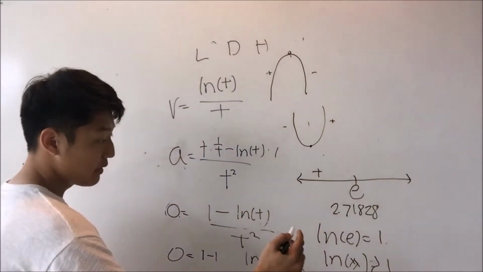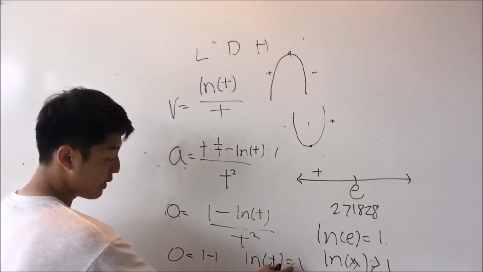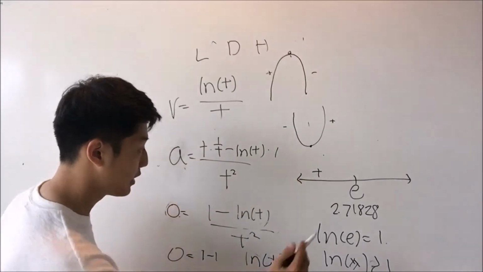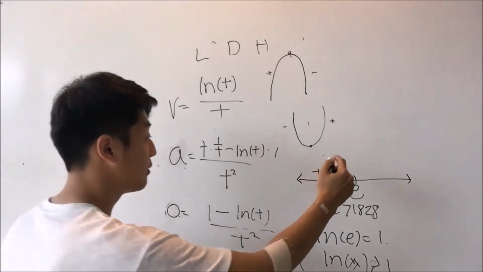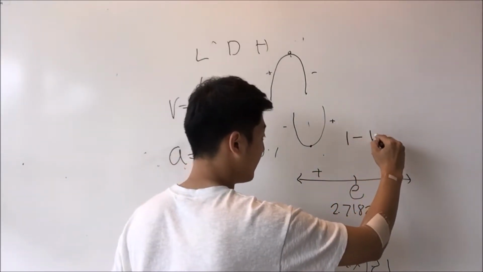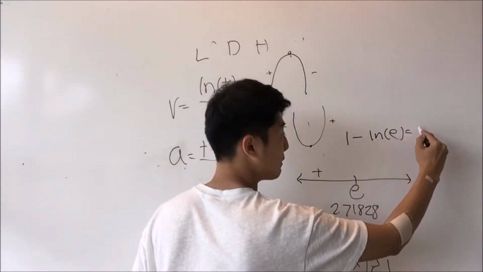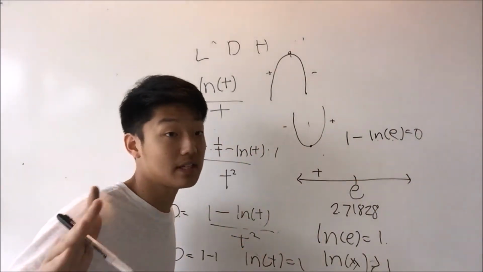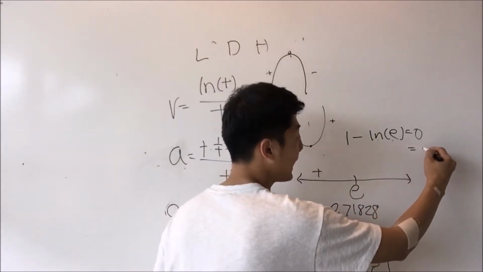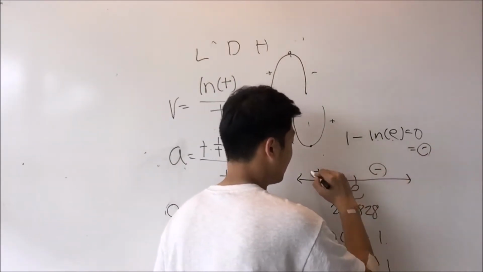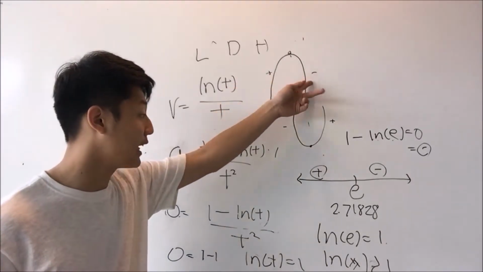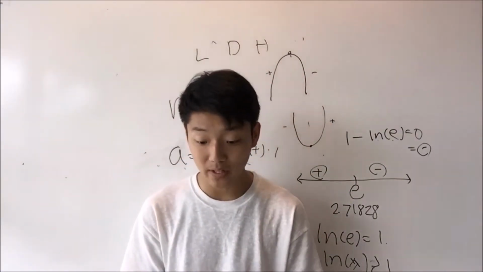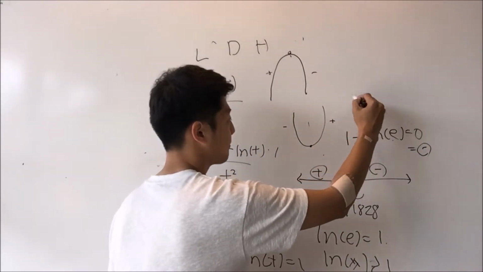Because when we plug in e, it became 0, so 1 minus ln e was 0. That means if we plug in a higher number than e, such as 3, 4, 5, 6, this will be a negative value, so negative. Now we have proved positive and negative, so for this function, e will be its maximum value, which is choice C.